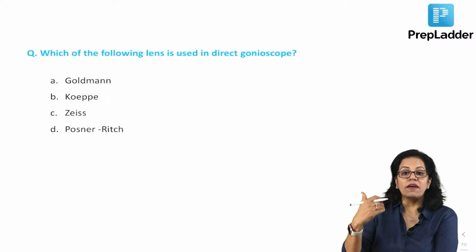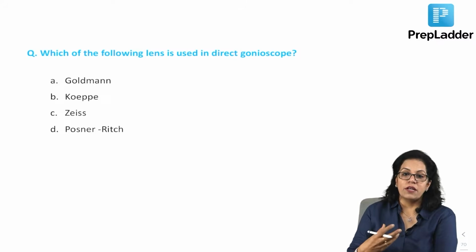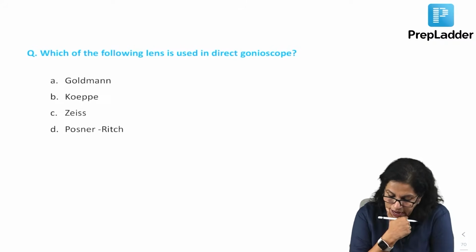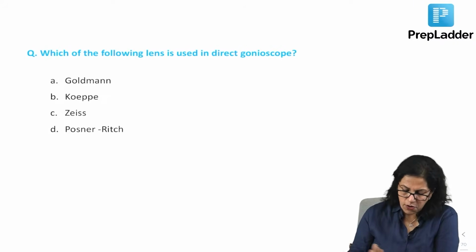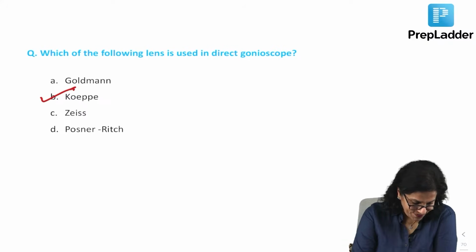So, direct I will try to use when I am doing some procedures like goniotomy, trabeculectomy. I want a direct gonio lens, isn't it? So, in a direct gonio lens, if I am looking especially for the goniotomy, we use it. Which one is direct? This you have to learn. It's factual, and of course everybody knows the answer is Koeppe's.